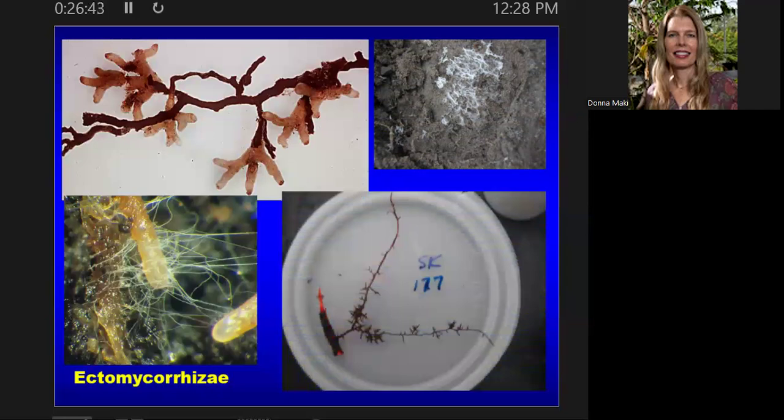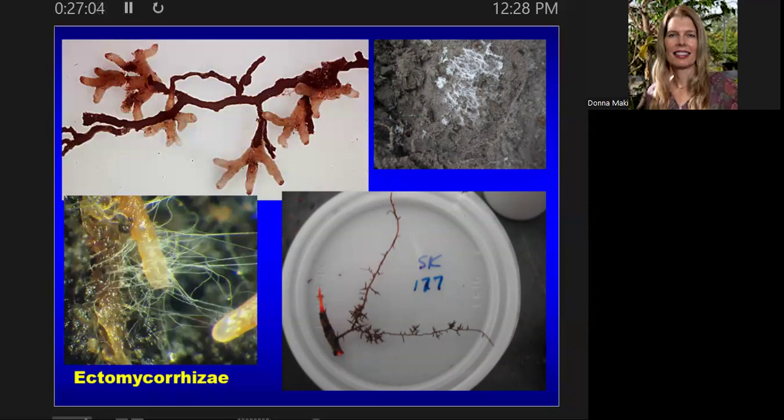And then this image is what you would see with the naked eye. So the top left image is under a compound microscope. The bottom right is just with the naked eye, what you would see. So you can see that. I think, if you look closely, you can see some of the branched finer roots, and they're thickened up.